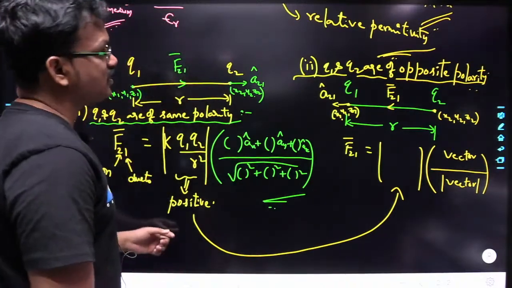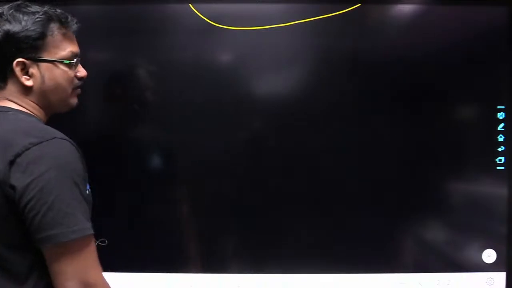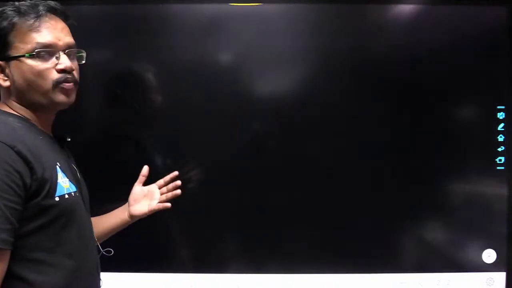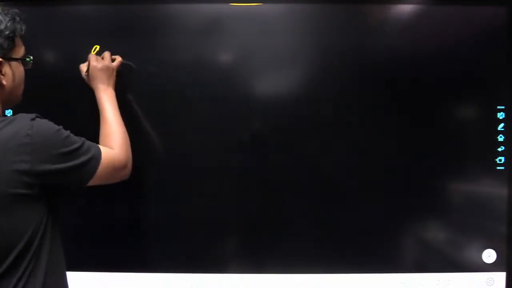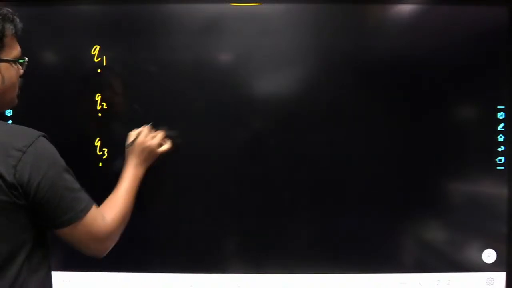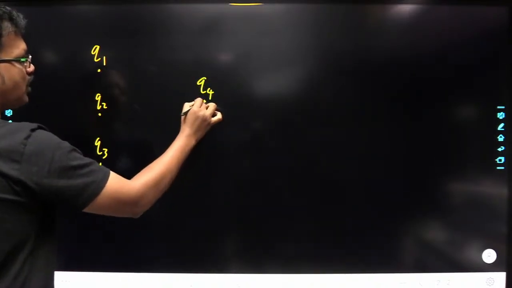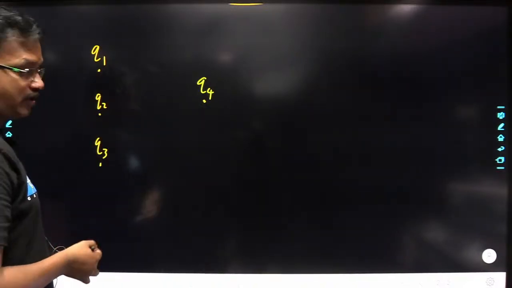Okay. So these are the things we have seen here. Next, finally, we have seen that whenever you are having more than 2 point charges, you have to apply the superposition principle. Yes or no? So if you are having Q1, Q2 and Q3, and if you want to determine the force on Q4 due to Q1, Q2 and Q3, what you have to do?